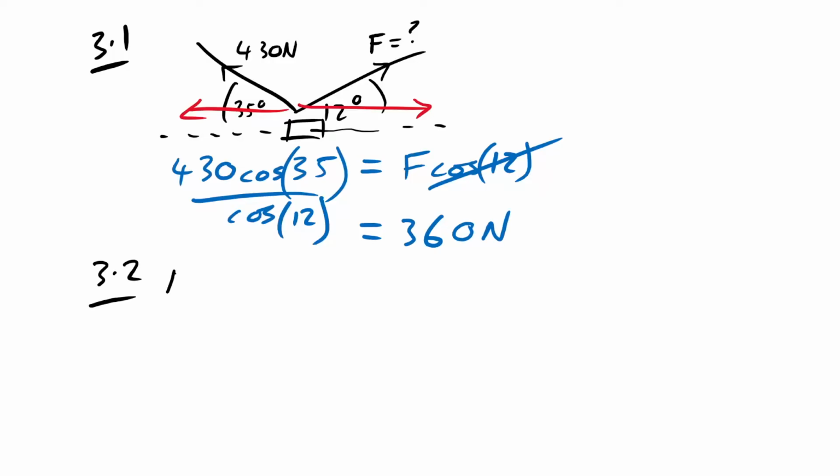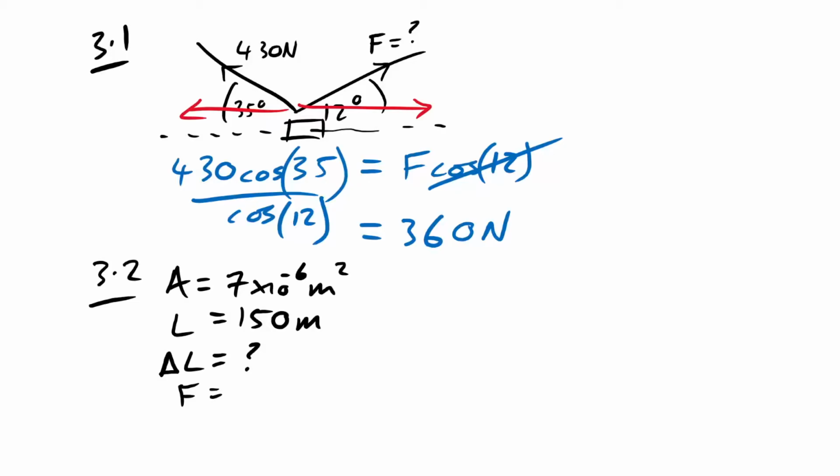3.2, we're given the area of 7 times 10 to the minus 6 meters squared, and the original length is 150 meters. We're being asked to find the extension, so delta L is equal to what when the tension is 430 newtons, and we're given the Young modulus as well, which is 210 gigapascal. So I'm going to say that's 2.1 times 10 to the, well, giga is 9, so there's 10, 11, which we know is a fairly standard magnitude for Young moduli.